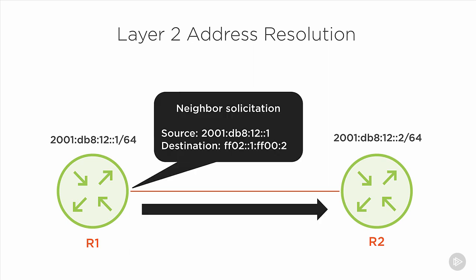Well, R1 sends a neighbor solicitation message to the solicited node multicast address containing its source IPv6 address and MAC address, as well as the IPv6 address it needs to resolve. Now, the neighbor solicitation is ICMP v6 type 135. Now, what exactly is this solicited node multicast? Well, it's a special multicast address that an IPv6 device assigns to itself, and it's based on the last 24 bits of the unicast address.